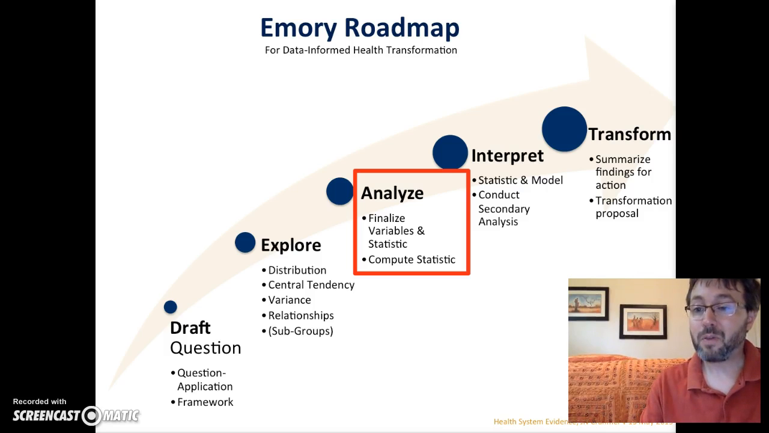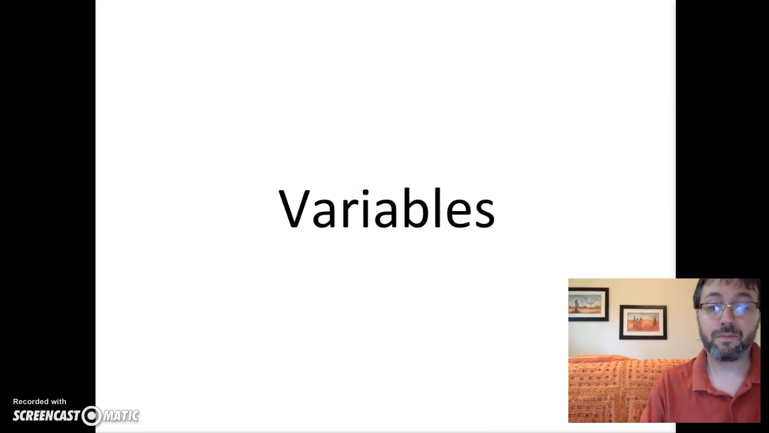So in our time together this week, we're going to move from plain straightforward description more toward analysis, and I'm going to give you some of the building blocks and the concepts that you'll need to understand the analyses that you'll conduct as we move forward. So let's begin by talking about variables.